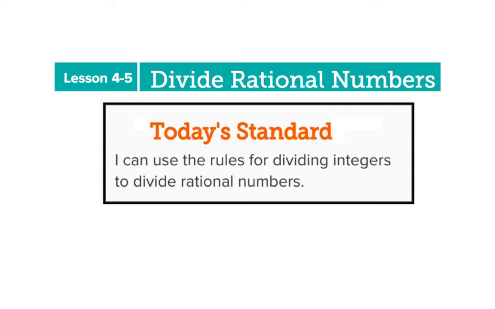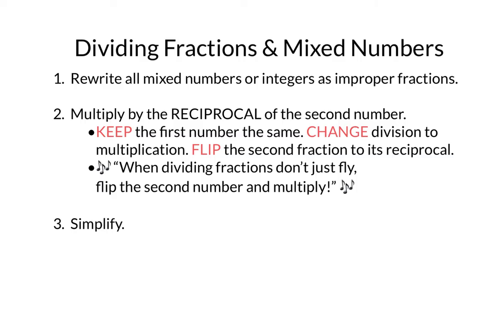Today we are going to be applying the rules for dividing integers to help us now divide rational numbers. The steps for dividing fractions and mixed numbers when you have negatives are exactly the same as dividing fractions and mixed numbers when they're all positive. The only difference at the end is you have to pay attention to the sign you put on your final answer.